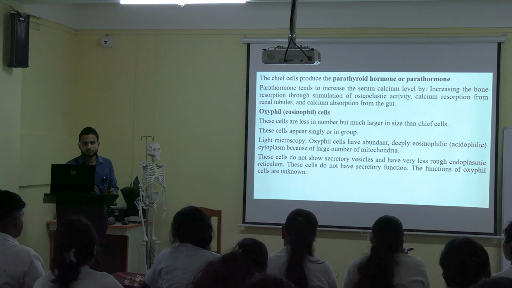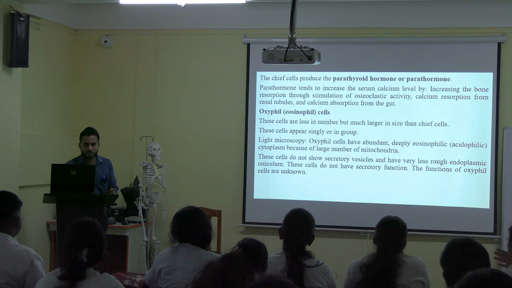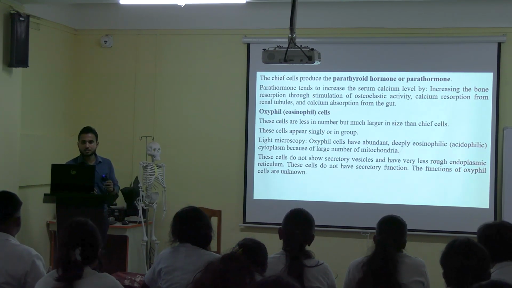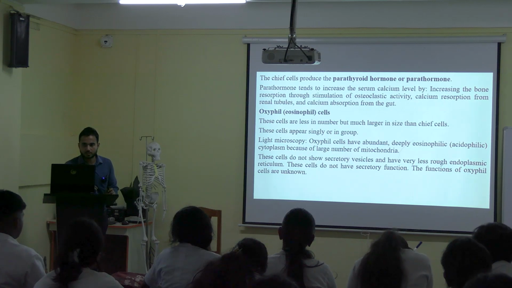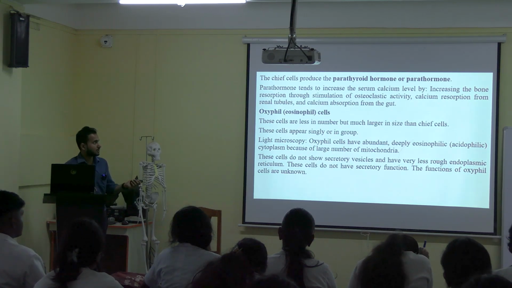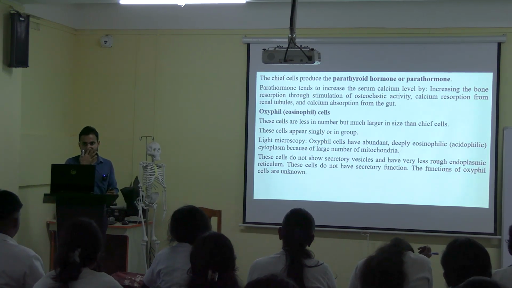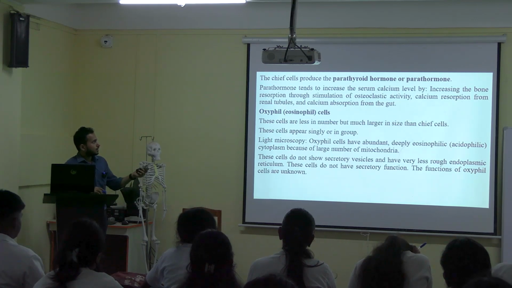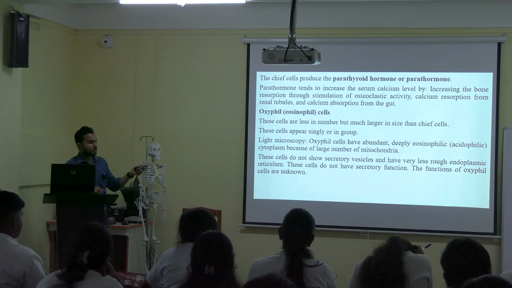What is the function of the osteoclast? Removal of the bone. So it will increase the osteoclastic activity of the cells. As a result, what will happen? More amount of calcium will be released from the bone. Then there is calcium reabsorption from renal tubules and calcium absorption from the gut.